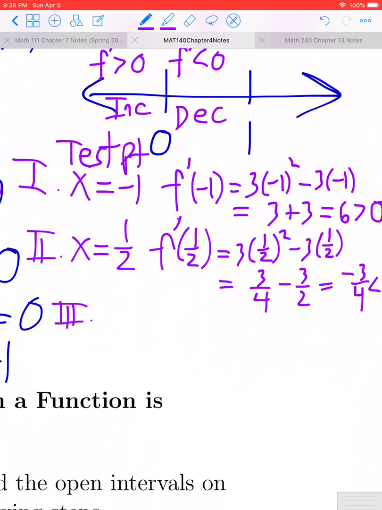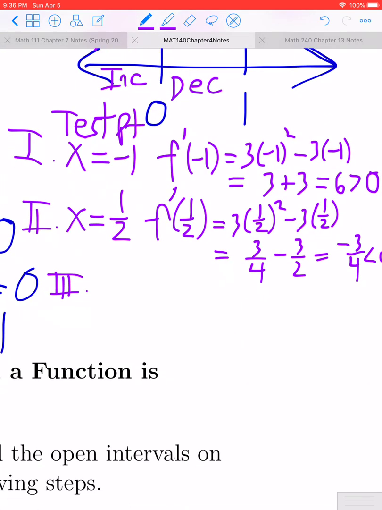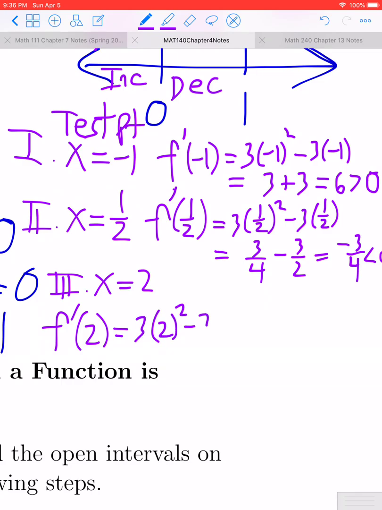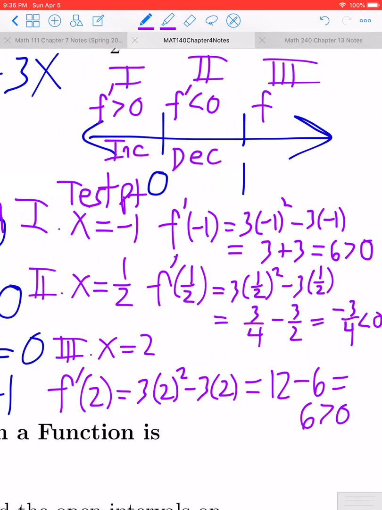And now let's figure out what's going on in region 3. We need a value that's bigger than 1. Let's use, let's say, x equals 2, and plug that into the derivative. f prime of 2 is equal to 3 times 2 squared minus 3 times 2. 2 squared is 4, 3 times 4 is 12, minus 6 is equal to 6, which is again greater than 0. So the derivative is going to be positive in region 3, which means that the function f is increasing.